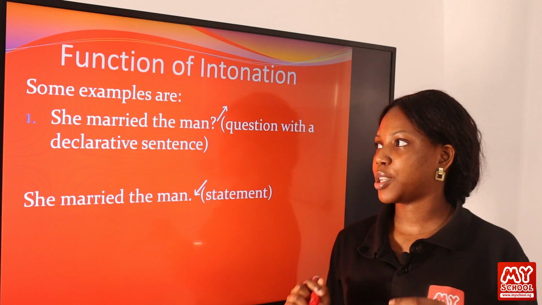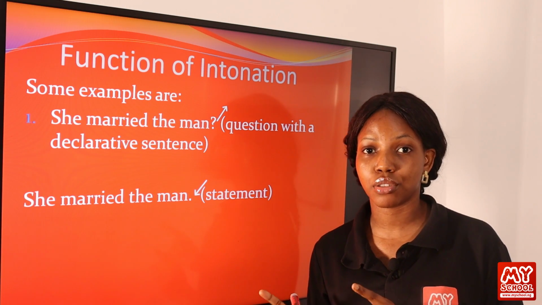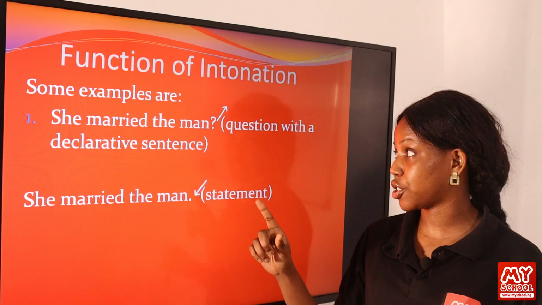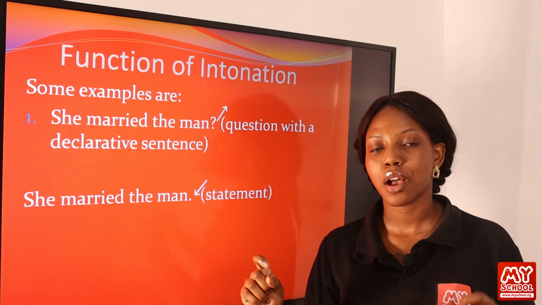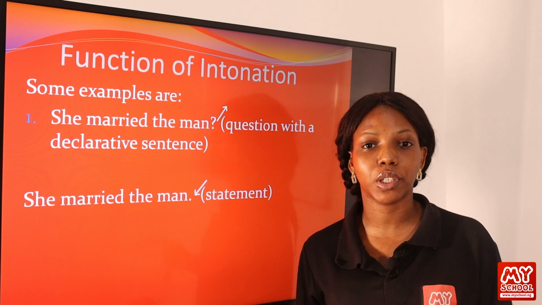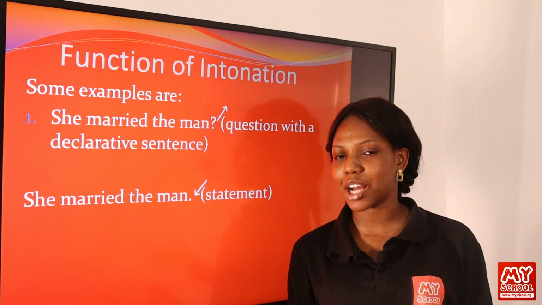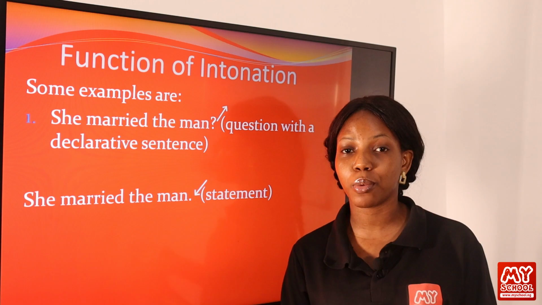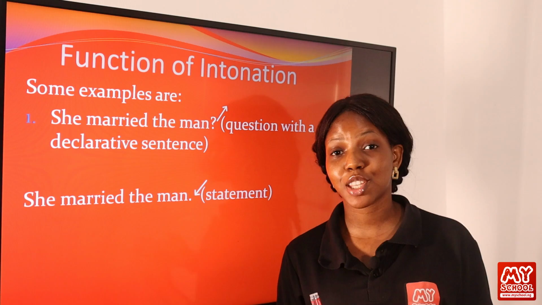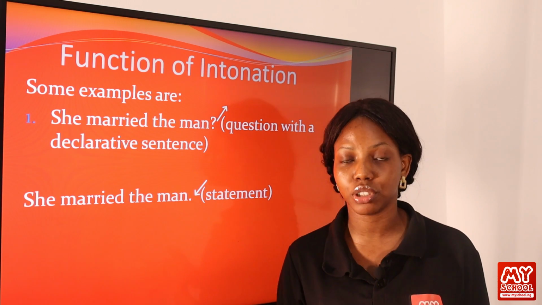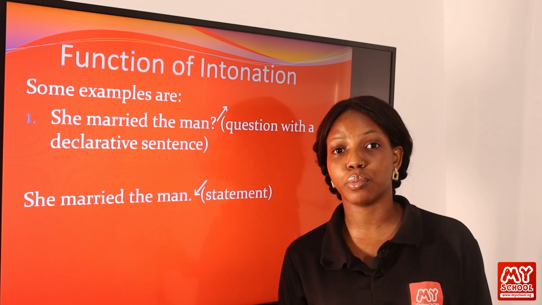Okay, so, she married the man? This is a question, and so you use a rising tone. She married the man? Now this is a question, but what type of question? This is a question with a declarative sentence, and it is popularly referred to as a rhetorical question. She married the man? Okay, so when someone says she married the man, you're having a conversation and someone tells you that, oh, someone has just got married to a man. And maybe you feel like, oh, this person has said she wouldn't marry the man because he maltreated her. And you're like, she married the man? You're surprised. You find it hard to believe, you doubt.